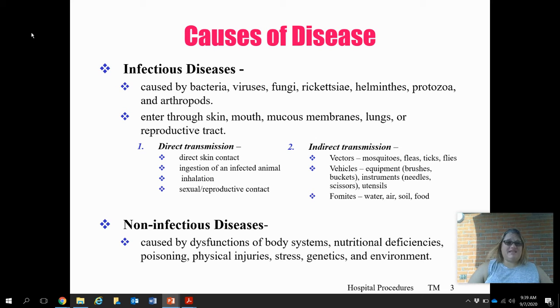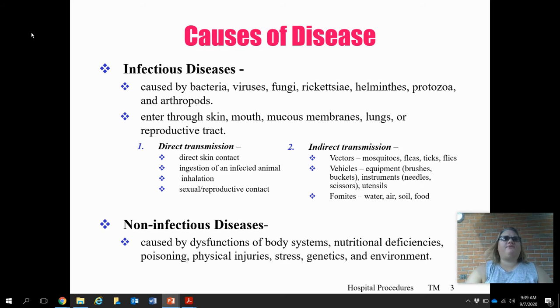They enter through the skin, mouth, mucous membranes, lungs, and reproductive tract. That is how they enter into either our body or the animal's body. There's direct transmission and then there's indirect transmission. So direct transmission is skin contact, ingesting of an infected animal, inhalation, and sexual or reproductive contact. And then we have indirect transmission.